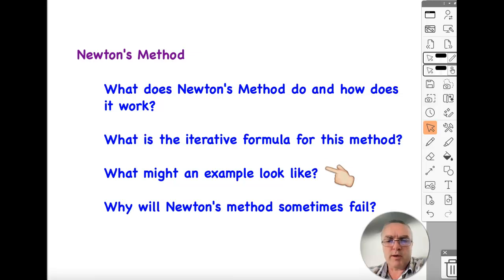We'll have a look at what an example might look like when we're using Newton's method. And we'll finish the lesson by talking about some of the reasons that Newton's method will sometimes fail.